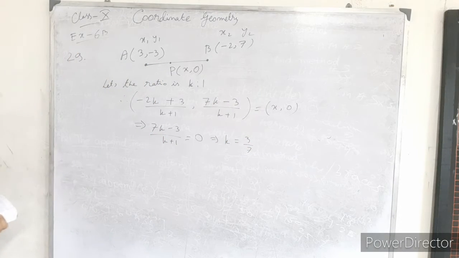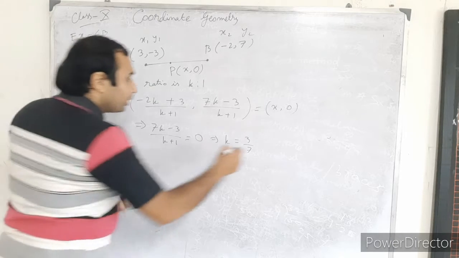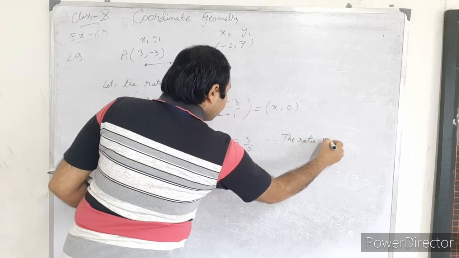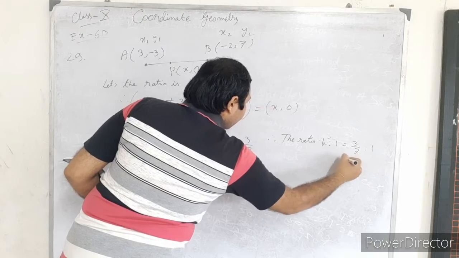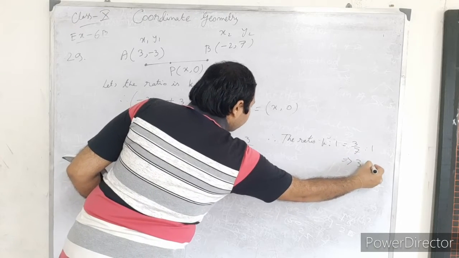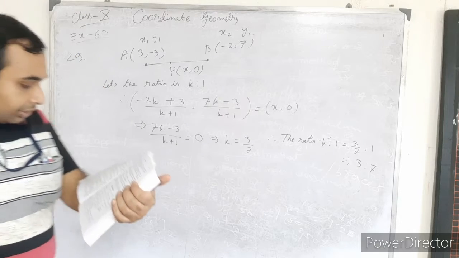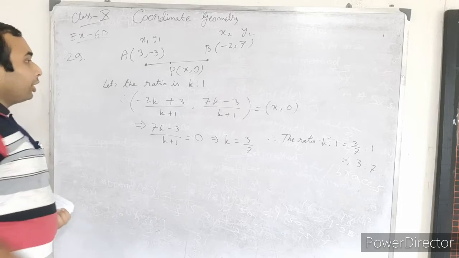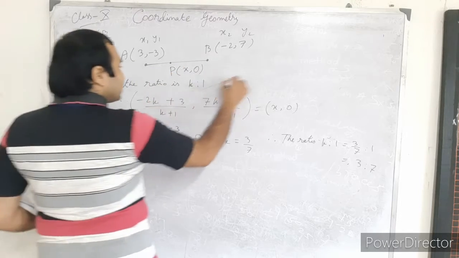So whenever k equals 3 by 7, first of all the ratio: k is to 1 equals 3 by 7 is to 1, that means 3:7. This is number 1. Secondly, another question is to also find the point of division. So point of division means you have to find x there.